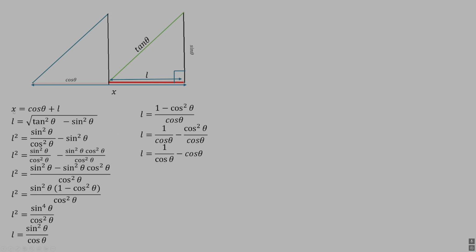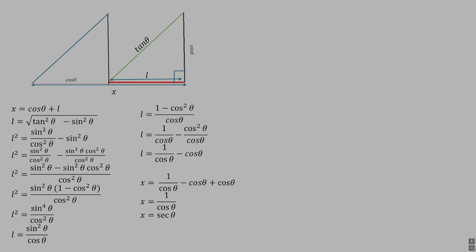Because now we know that x equals cos theta plus L, we can just substitute L here. So x equals 1 over cos theta minus cos theta plus cos theta. And if you know how to simplify, which you should, then you get x equals 1 over cos theta, which we can write as secant of theta. So that was a bit of a long proof, but at least we know now that x is going to be secant.